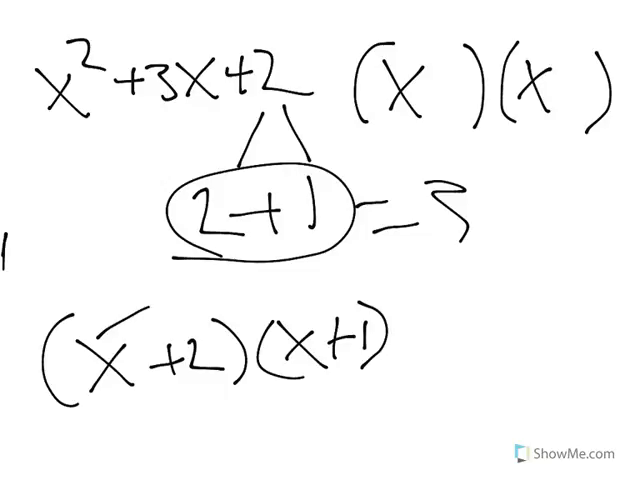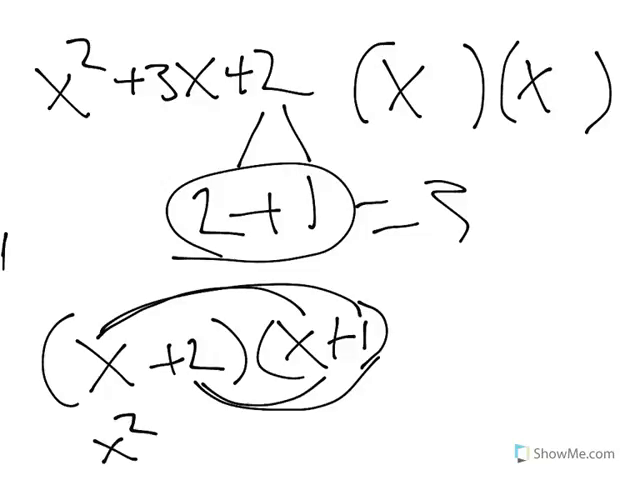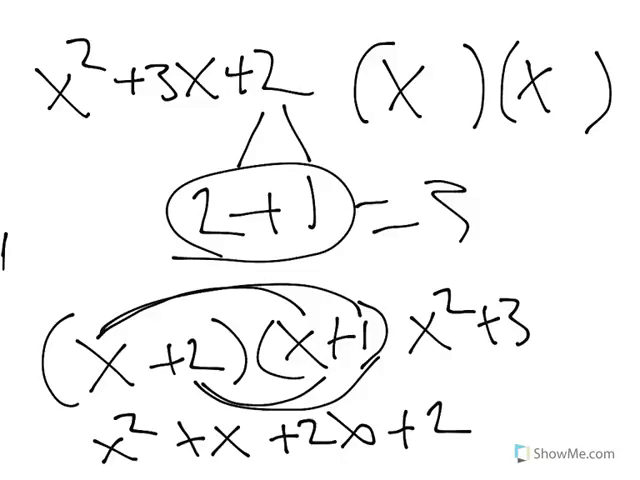Now in order to check this, we want to multiply these back together by using bottle rockets. So you get x squared plus x plus 2x plus 2, which becomes x squared plus 3x plus 2.